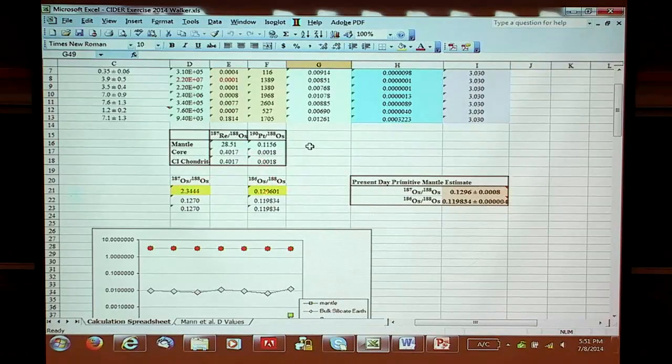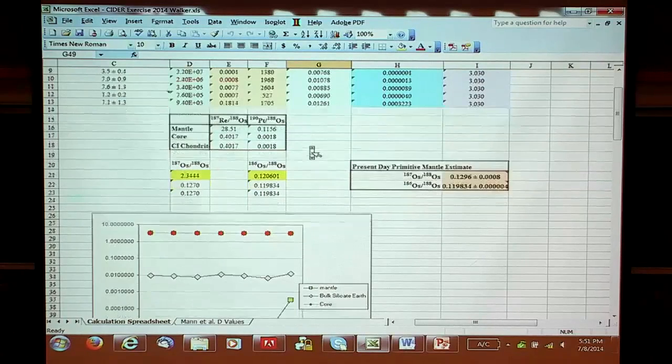Here's osmium 186. You have to look at a few more significant figures to grasp the meaning of this. This is 0.12060. The present day measured value of the mantle is 0.119834. Notice the uncertainty in this is pretty far over to the right. So this is a failed model as it is, and you can see that down here in the figure.